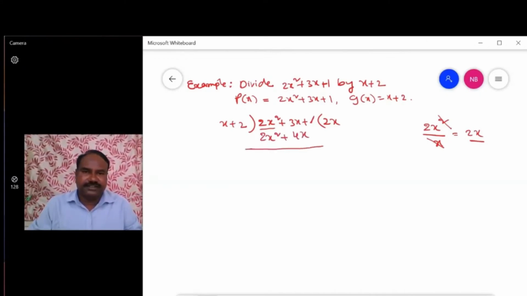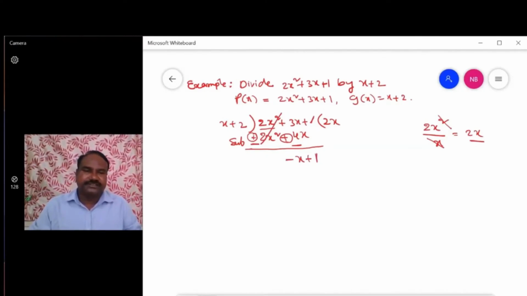Now you subtract this. While subtracting you change the symbol. This plus becomes minus, plus becomes minus. Here 2x square minus 2x square, the first term always gets cancelled. And here plus 3x minus 4x. 4 is greater, its symbol is minus. So here we get minus x and plus 1 as it is.